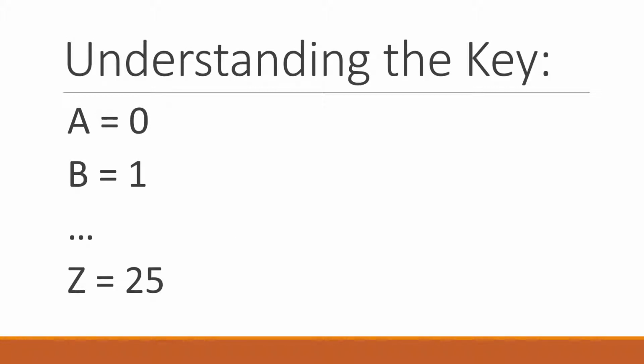Let's understand the key real quick. So with the Caesar cipher, we had the key be integers, and we shifted by an integer. So we're going to do something similar to that. So we're going to transform A to 0, B in the key to 1, C to 2, all the way down to Z to 25.